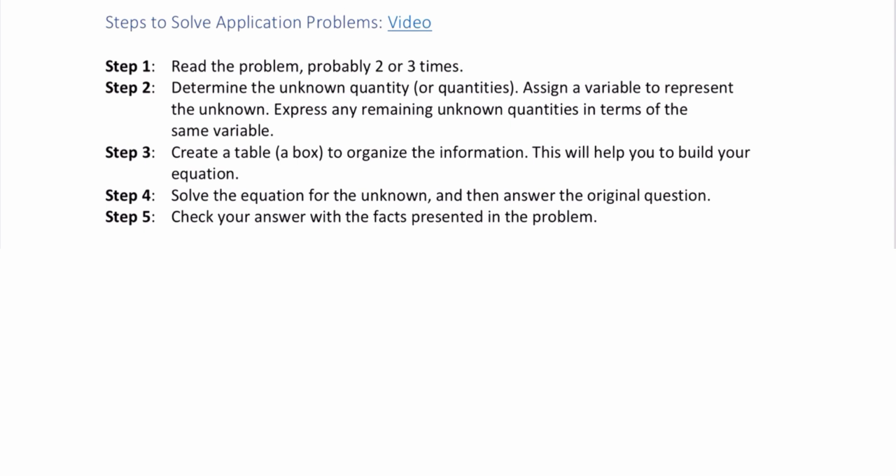The steps to solve an application problem are: 1. Read the problem, probably 2 or 3 times. Make sure you understand what you're being asked.